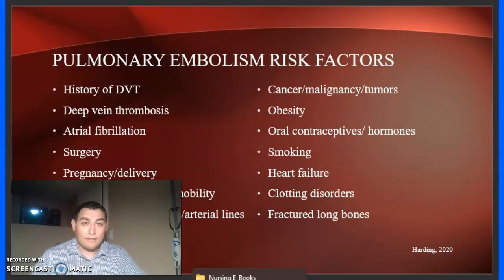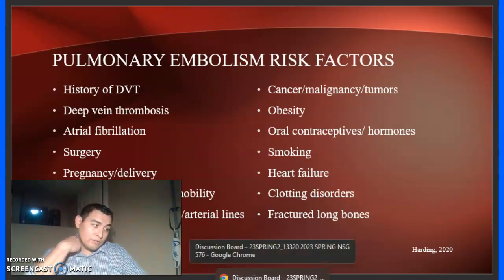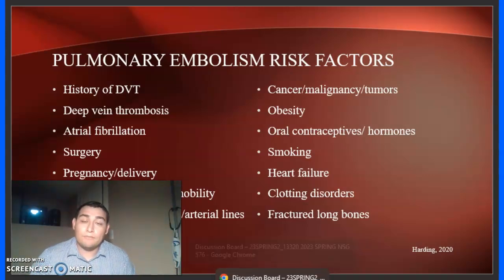It should be noted that a really major thing that has been seen, especially in the time of COVID-19, is that because COVID causes so much inflammation throughout the body, there is a very high risk of clotting. And it looks like 20% of hospitalized patients with COVID-19 have had a PE.